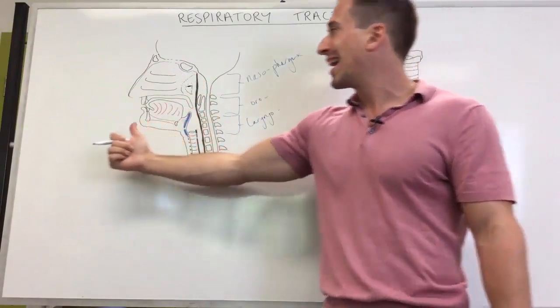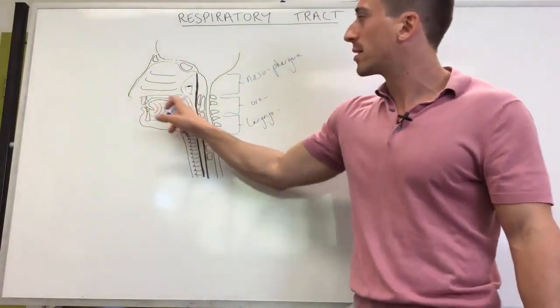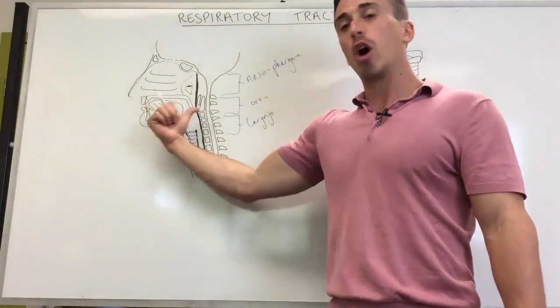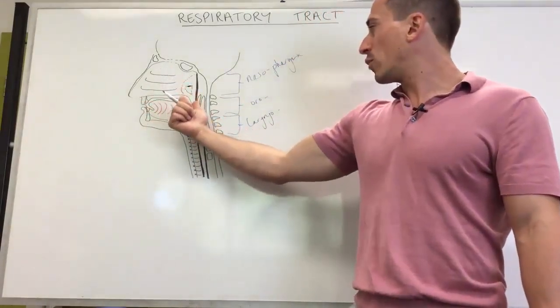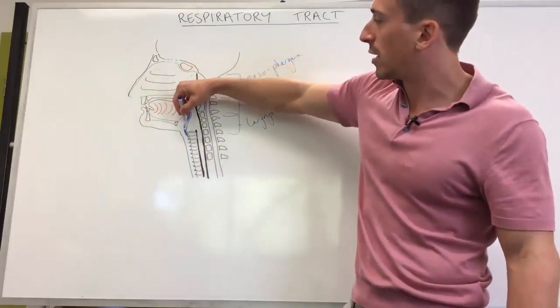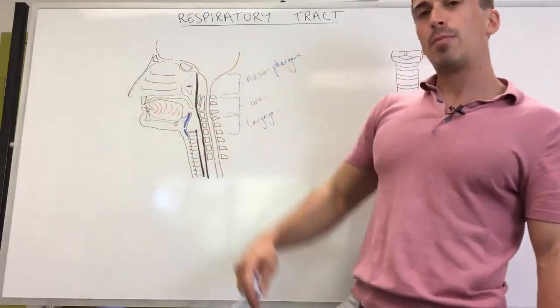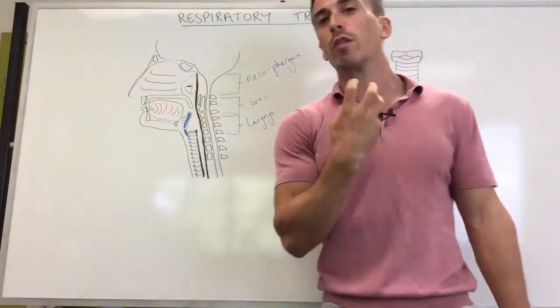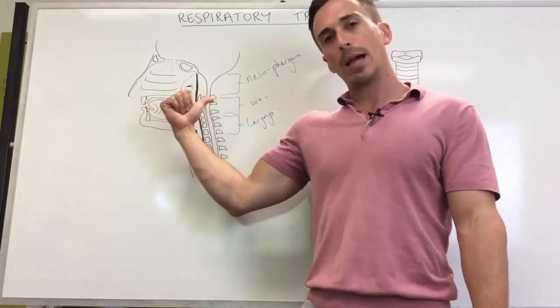oropharynx, and we know we can inspire air through the mouth. That's just the tongue there. We can inspire air through the back of the mouth, go into the oropharynx, and we start to move our way down. Now, we've got this important structure here called the epiglottis. Now, the epiglottis is this cartilaginous structure, which when we go to swallow food, the tongue moves up and back.